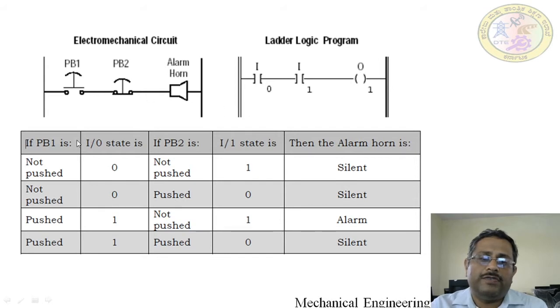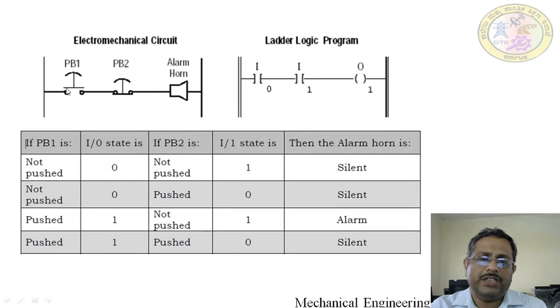If the push button is not pushed, meaning it is in the open condition, the state is 0. In the first condition, when push button 1 is not pushed, the state is 0, and push button 2 is also not pushed, the state is 1, because this is a normally closed contact. At that time the power will be cut off to the alarm. There is no continuity to the alarm. The alarm will be silent.